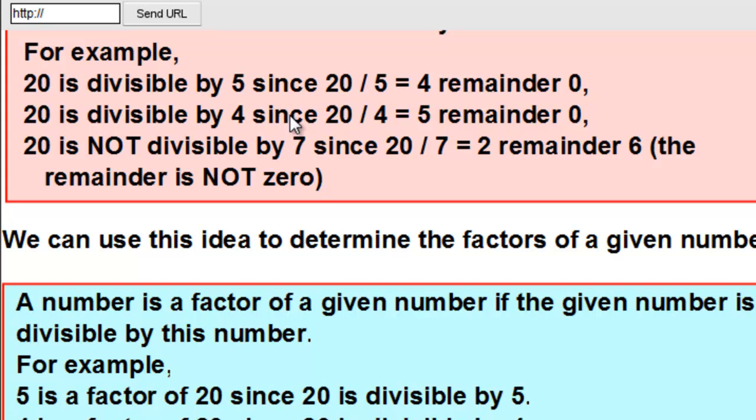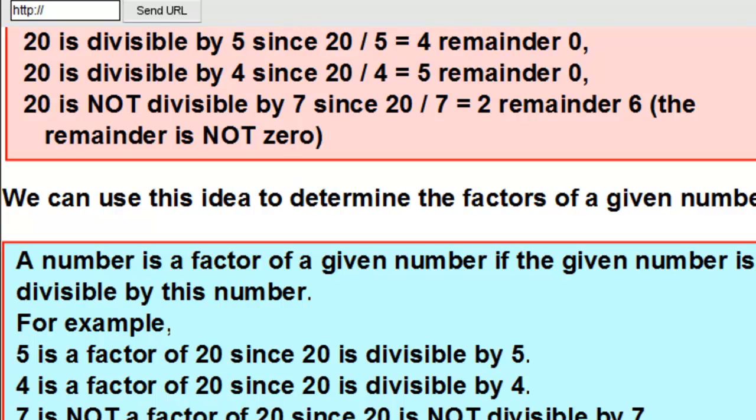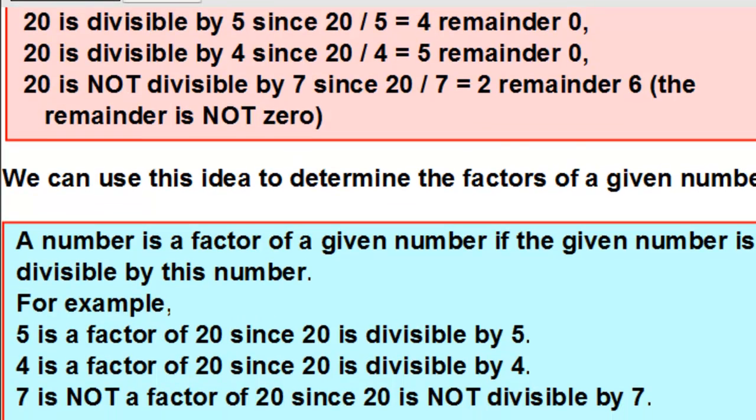20 is divisible by 4 since 20 divided by 4 is equal to 5, remainder 0. 20 is not divisible by 7 since 20 divided by 7 is equal to 2, remainder 6. The remainder is not 0. So for 4 and 5, the remainder is 0, so 20 is divisible by each of these numbers. It's not divisible by 7, though, because the remainder is not 0 when you divide 20 by 7.